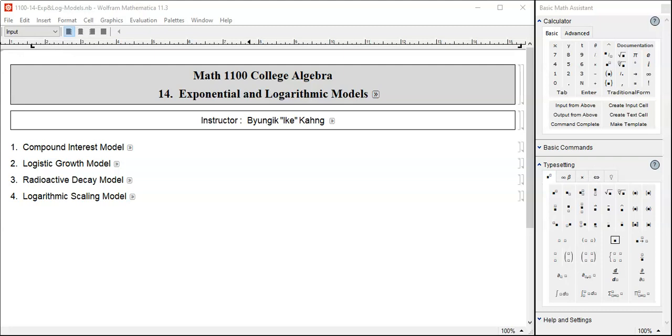Lesson 14, Exponential and Logarithmic Models. There are many models, but we are going to focus upon these four. Let's go to the first model, Compound Interest Model.